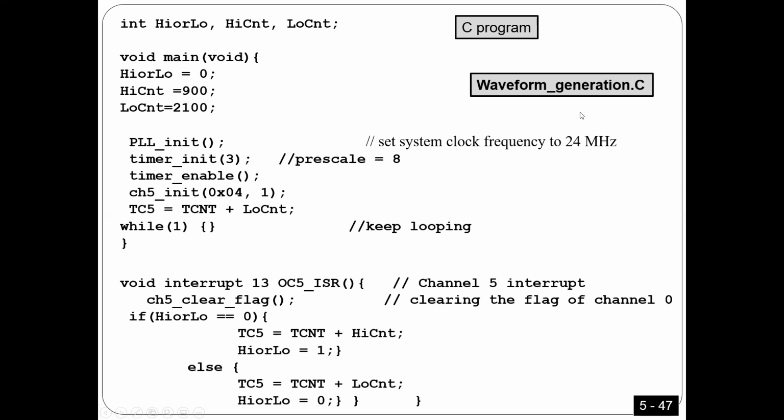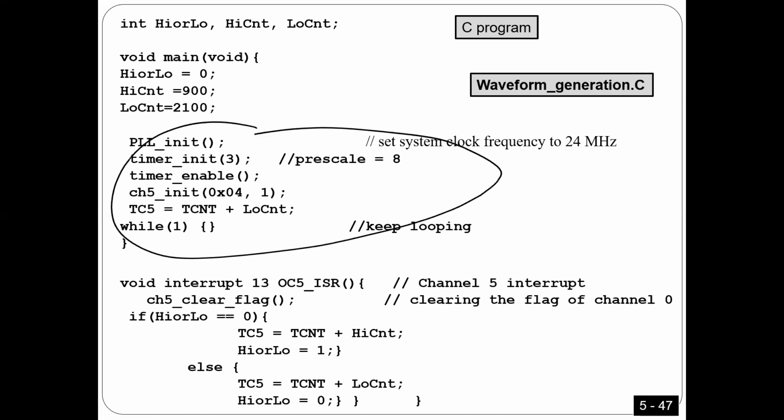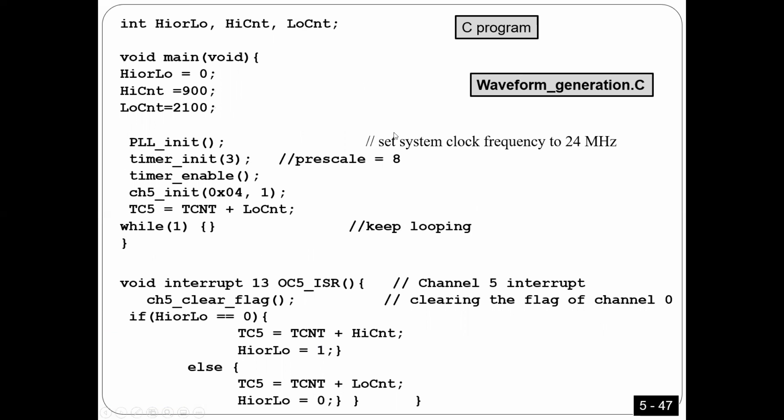Okay, so let's see the program. This is just initialization, so I'm not going to talk about this. Very simple initialization, right? Actually most of the program here, output compare, is here. I decided to use channel 5, guys. That's why I used number 13 here. 13 is for channel 5. The first thing I have to do, very simple, very easy: look here, guys, I have to clear the flag bit. We always do that.